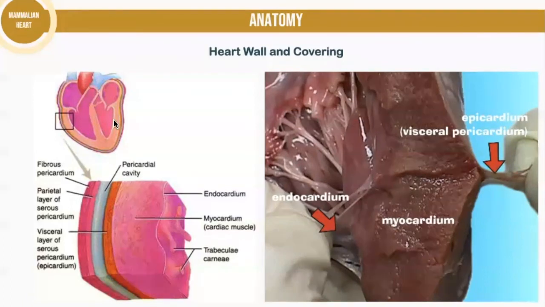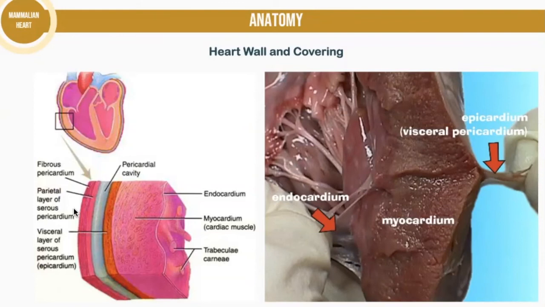You can see here in the picture, we have a transverse section of the heart. And if we zoom in on this portion, we can see that the heart wall actually has different layers. So in broad strokes, we have 3 layers: the outermost pericardium, the myocardium, and then the endocardium. So first, let's examine the outermost layer, which is the pericardium. Pericardium is also known as the heart covering.